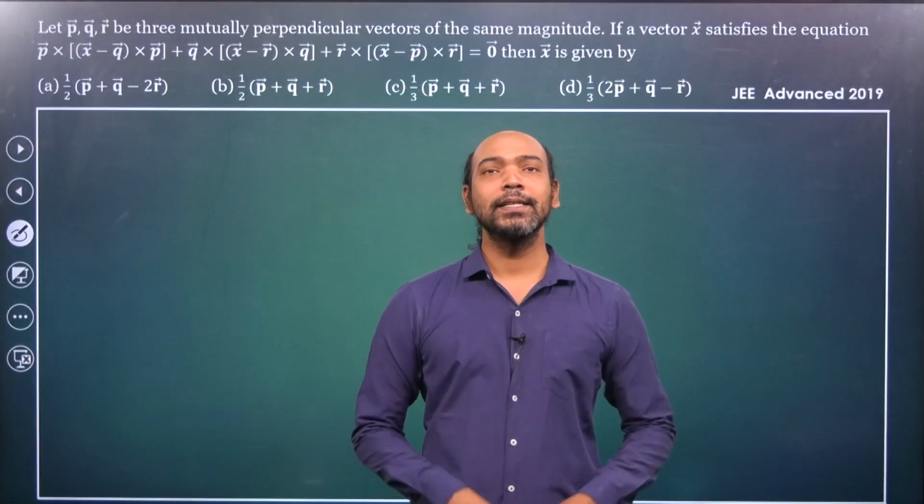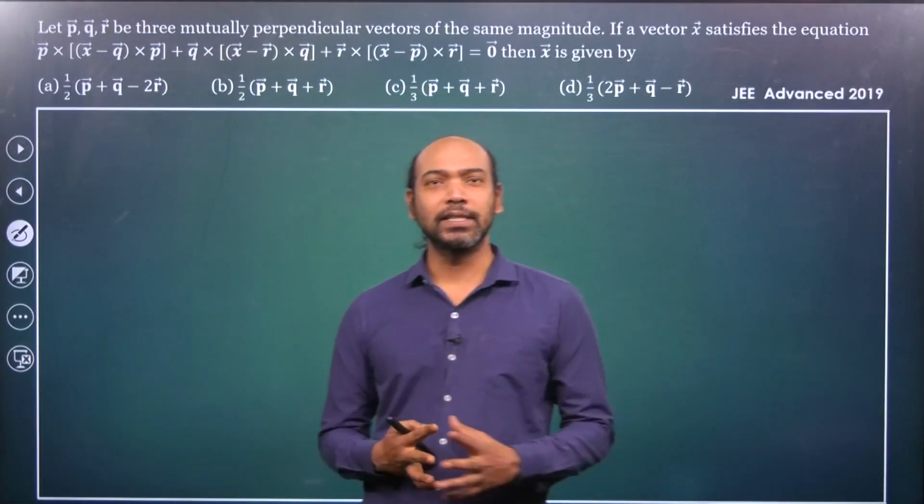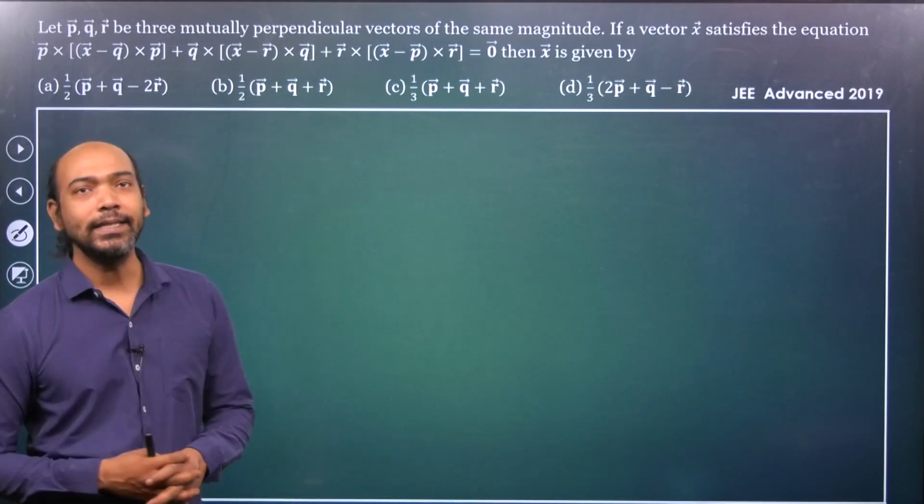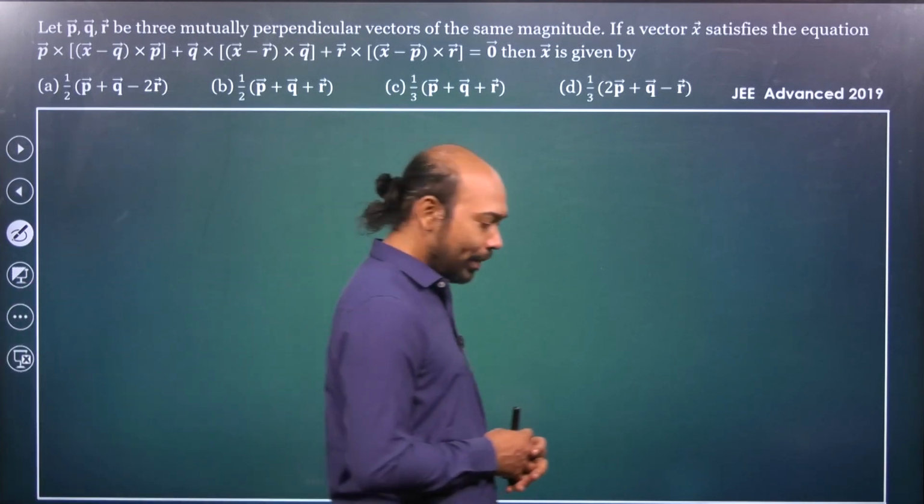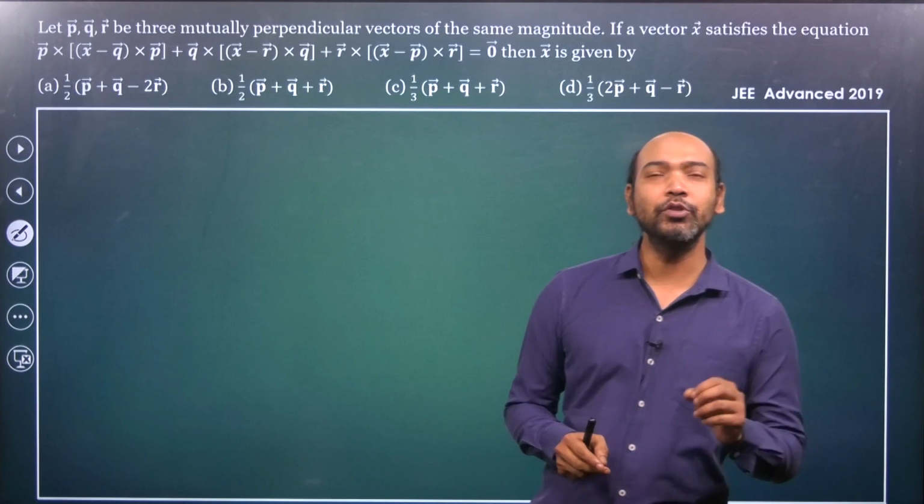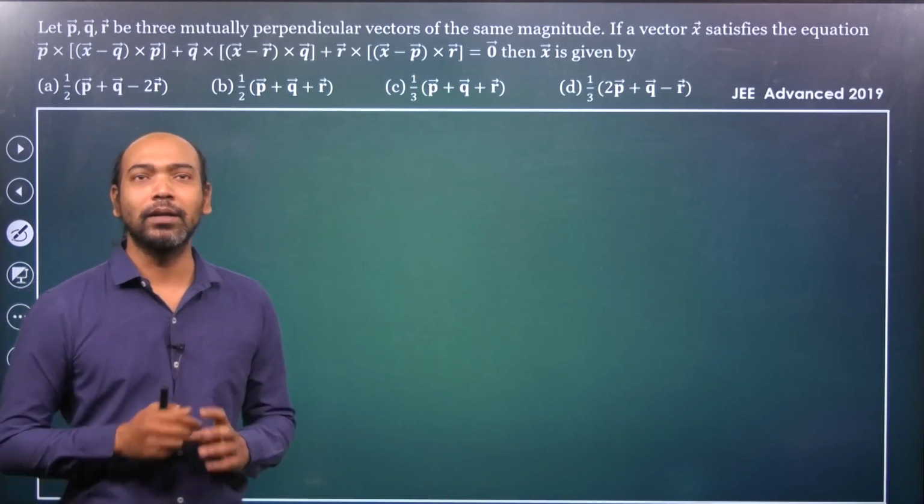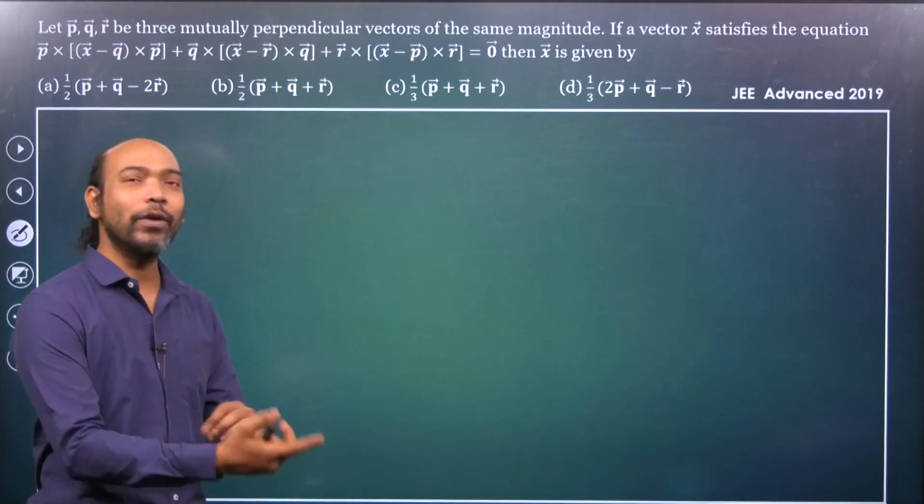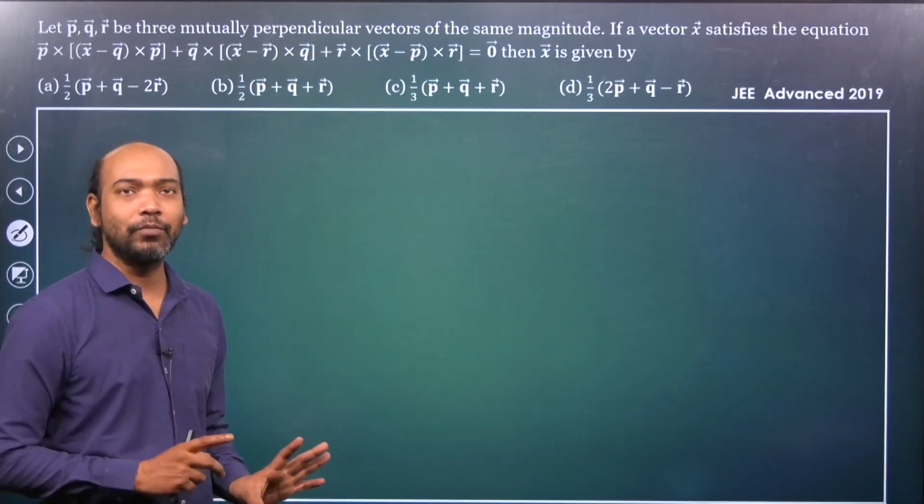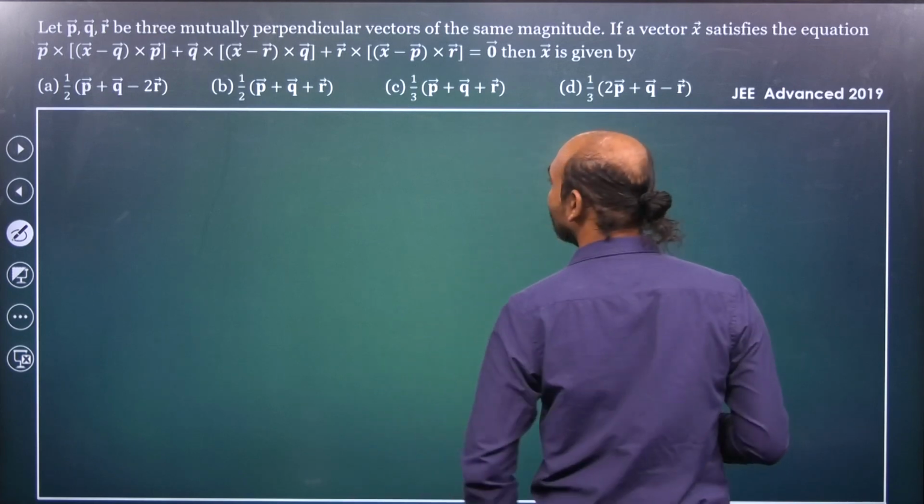Hi all. This is an advanced level problem, okay? It says that P, Q, R are mutually perpendicular vectors, right? Now, what does mutually perpendicular mean? That means that in any combination we take, their dot product is 0. So first write down that info, okay?